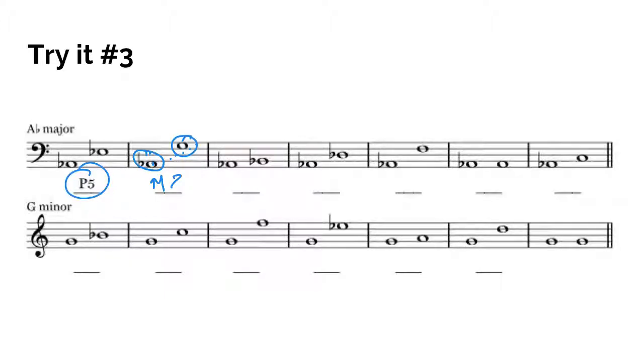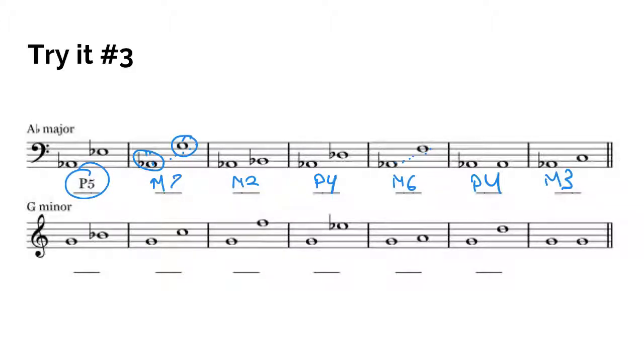Here we have a whole step. That's a major second. Here we have a perfect fourth, A flat to D flat. Next one, we have a major sixth. So 1, 2, 3, 4, 5, 6. If it was a minor sixth, this would be an F flat. Here we have a perfect unison, and this is a major third.